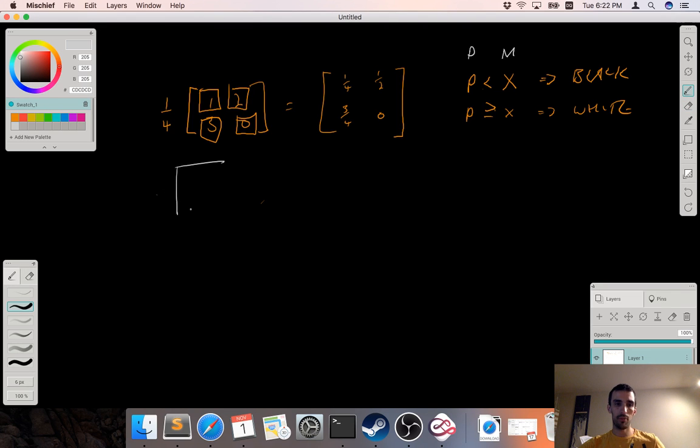Let's try again. Here are my 4 pixels, and they correspond to the matrix: this one will correspond to this one, and this one to that one, and so on. So my top left pixel, everything is 50% gray, 1/2. The value of the pixel is 1/2, and the value of the matrix is 1/4. So this is going to be white. Yeah, this is confusing. This one, the value of the pixel is 1/2 and the value in the matrix is 1/2, so the bottom condition holds and it's going to be white.